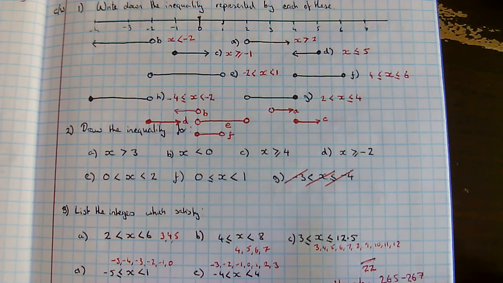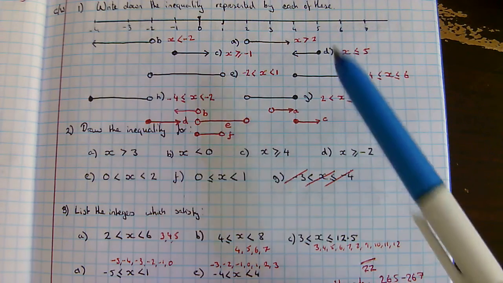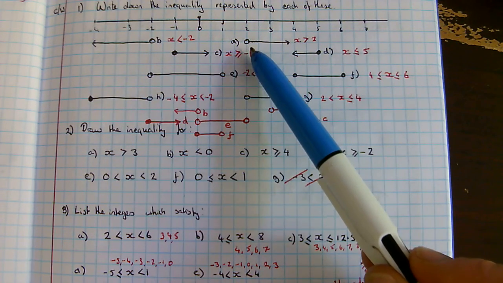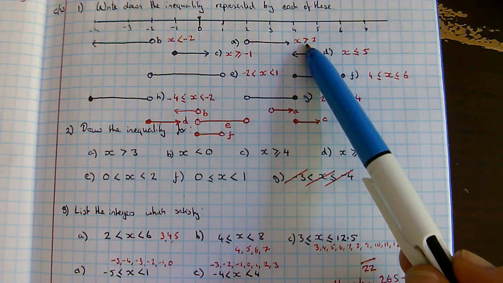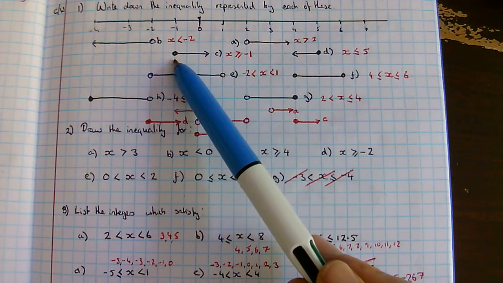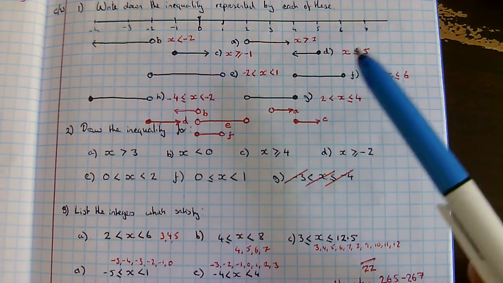Okay, hopefully we did well on the first couple of questions. On the first one, just make sure that if the arrow is going up to the right, you've got it as a greater than. If the arrow is going to the left, you've got it as a less than. If the circle is not filled in, then it should be a strict inequality. If the circle is filled in, for example here, you've got or equal to.